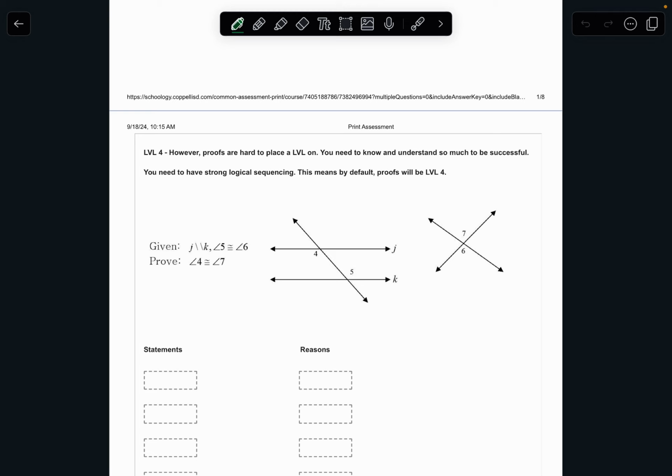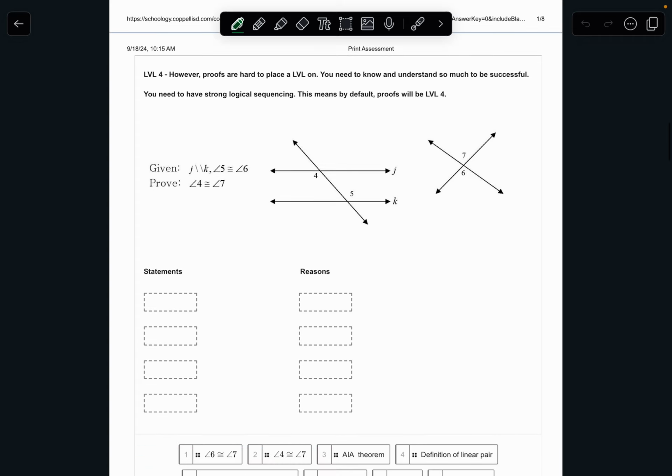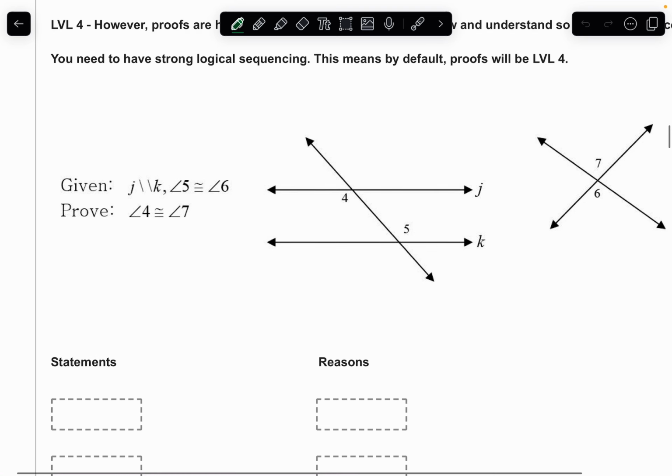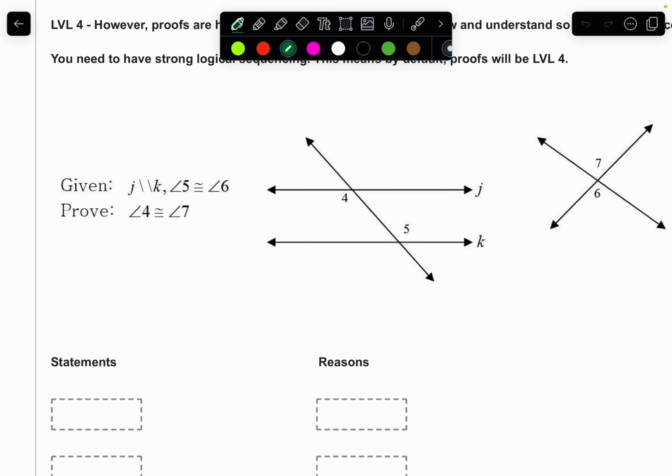As I mentioned in class, proofs require you to understand geometry really, really well and have strong, I call it, logical sequencing skills. And most people don't have that. What do I know? How do I know it? What does it mean? These are all things that you have to understand, and that is hard. So with that said, I'm going to go through and do these proofs in a way that maybe is helpful for you.